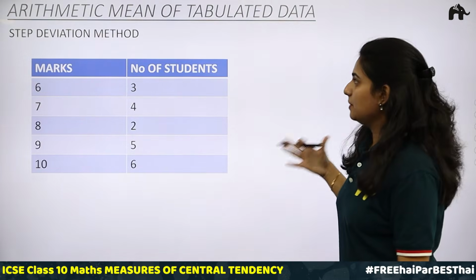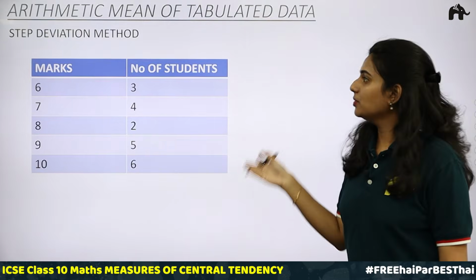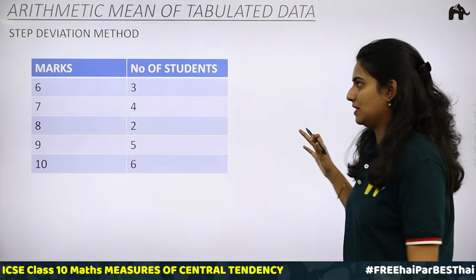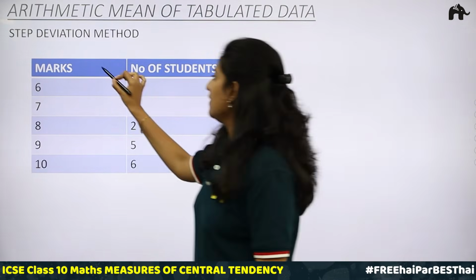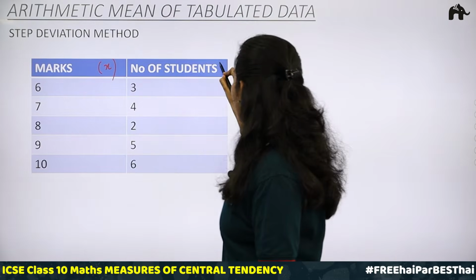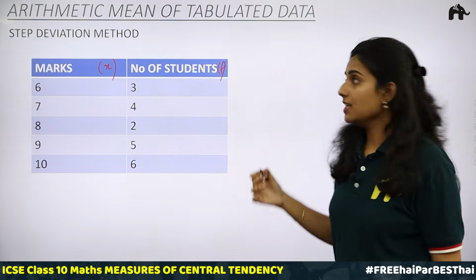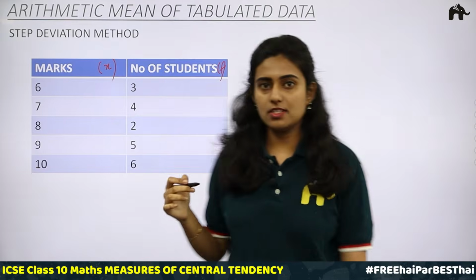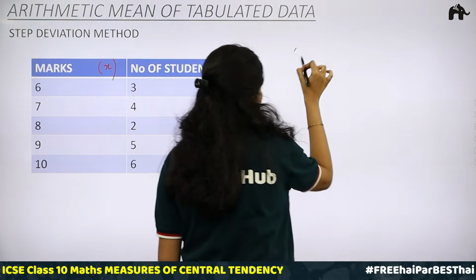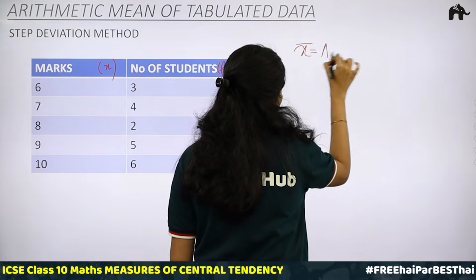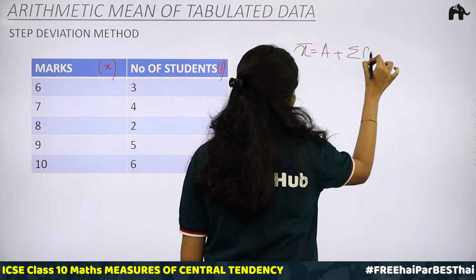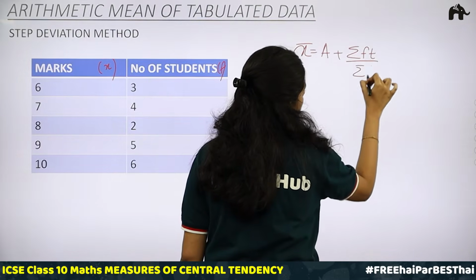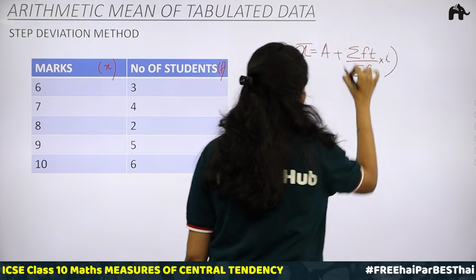So next is the step deviation method, which is more simpler compared to the direct method and shortcut method. Same data we are taking. Here we have x and the frequencies. Next, the formula to find the arithmetic mean using the step deviation method is x bar is equal to A plus summation ft divided by summation f into I. So this is the formula.